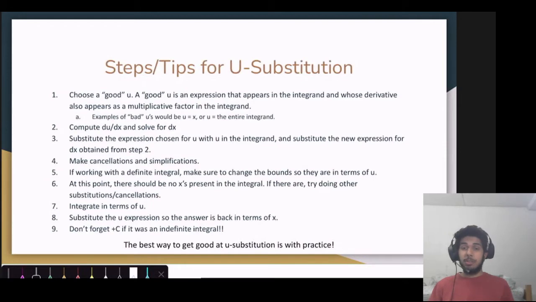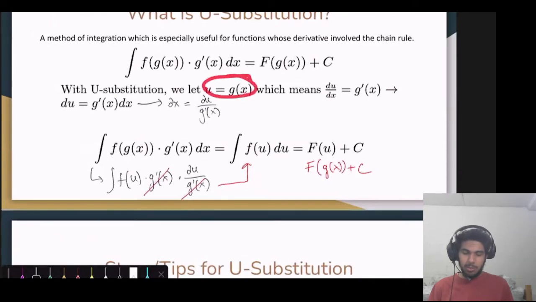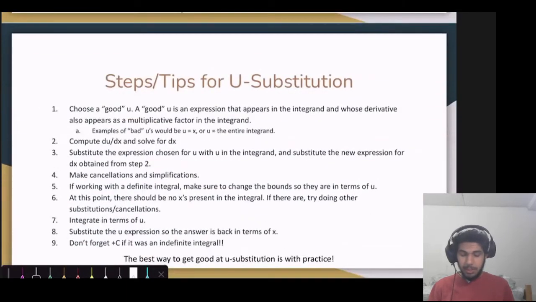So after we choose our u, we're going to want to compute du dx and solve for dx. So that would be right here. We chose the u, solved for du dx, then solved for dx. Then we're going to substitute the expression we chose for u into the integrand, and also substitute the new expression for dx. So make those substitutions, do those changes of variables. Do your cancellations and simplifications as needed.